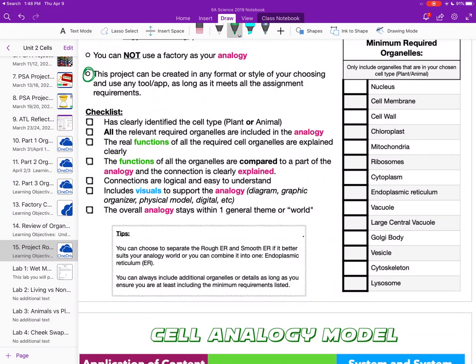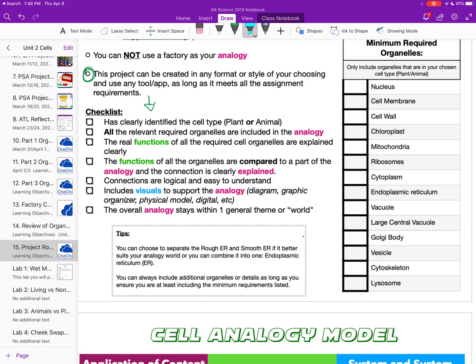As always, this can be created in any format or style of your choosing. You can use whatever app or tool you would like, as long as you're meeting all the assignment requirements. I am very flexible with the format. Here's the specifics of what you would have to ensure that you have.